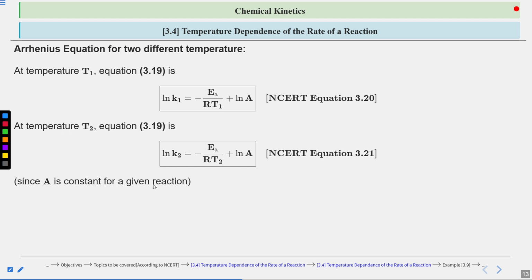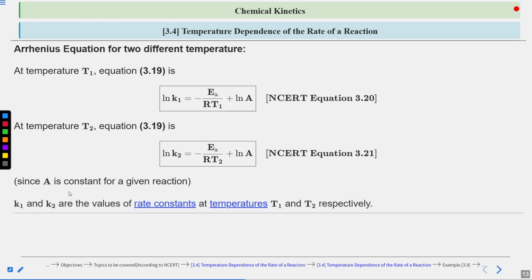Now, since A is a constant for a given reaction, because it is the Arrhenius constant, it is going to be constant. Its value is already going to be given to you. So, since A is a constant for a given reaction, K1 and K2 are values of the rate constant at temperatures T1 and T2 respectively. So here in these two equations 3.20 and 3.21, K1 and K2 represent the values of the rate constant, and T1 and T2 represent the two different temperatures at which we are talking about the Arrhenius equation.